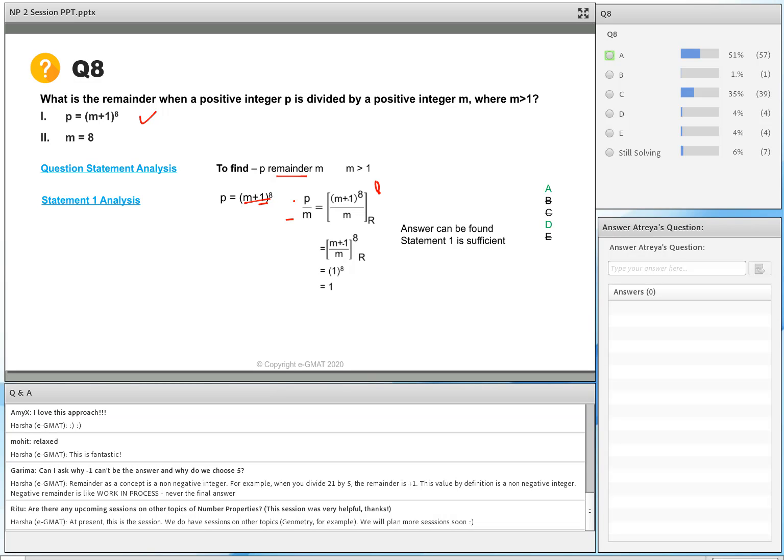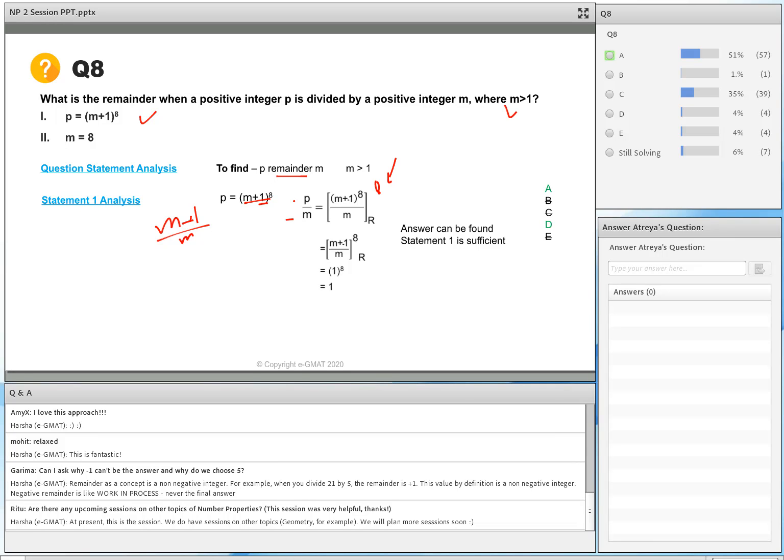So first of all, I'm not going to look at the exponent right at the start. I'm going to look at the individual remainder and then bring in the exponent. So the individual remainder is what? m+1 divided by m. Now, you all know that m is greater than 1.